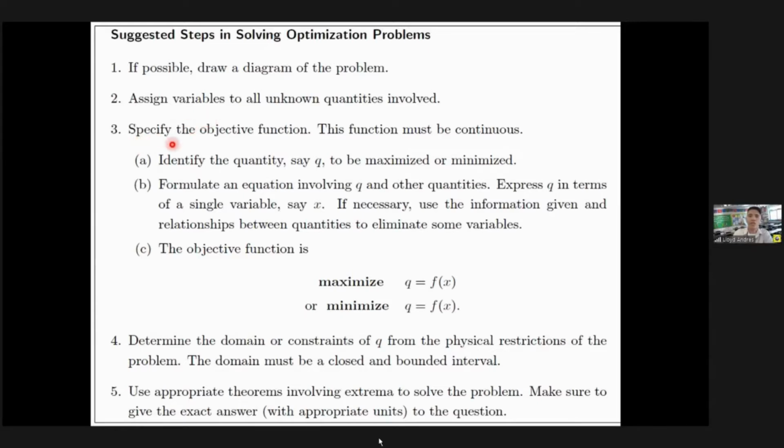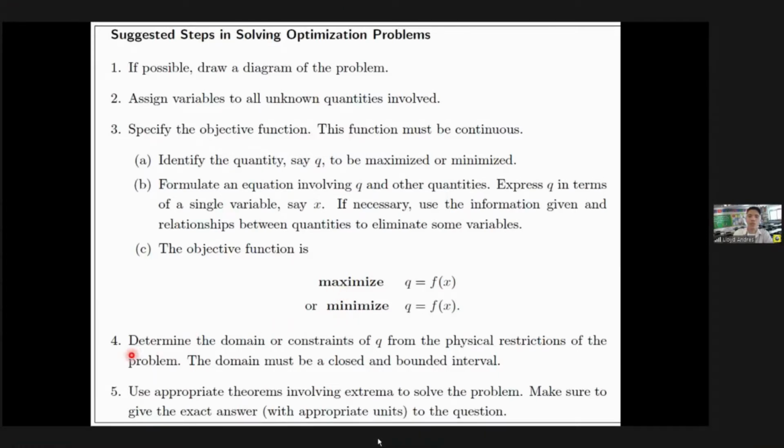Next is specify the objective function. This function must be continuous. Dili na tong magbuhat na kaog function. Based sa given situation, magbuhat kag function. So, identify the quantity, say q. Ang dire gigamit niya is variable nga q. Kung unsa ang i-maximize or i-minimize nimo. Then, formulate an equation involving q and other quantities. So, then express q in terms of a single variable, say x. Ang pasabot lang ani, magbuhat kag equation and then you isolate katong kailangan nimo i-maximize or i-minimize.